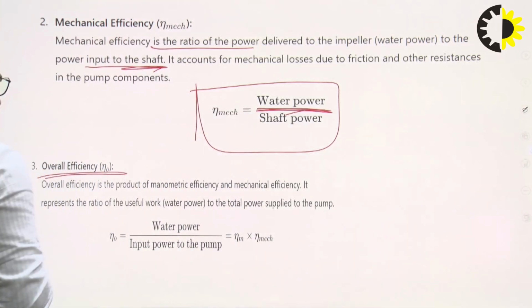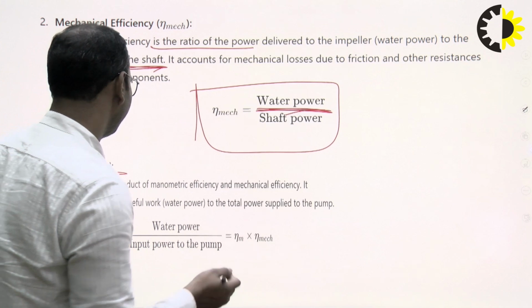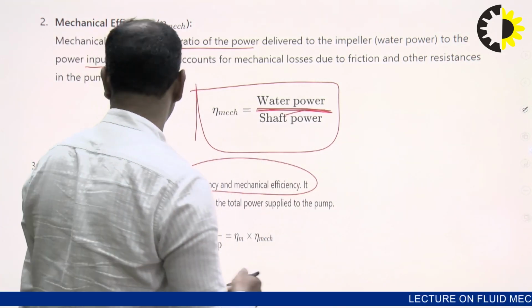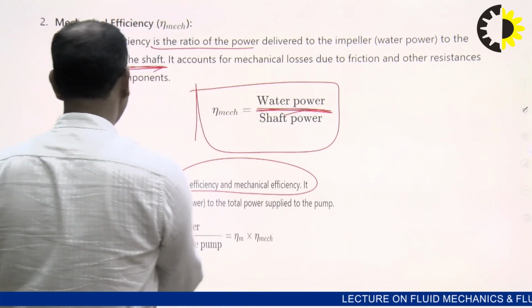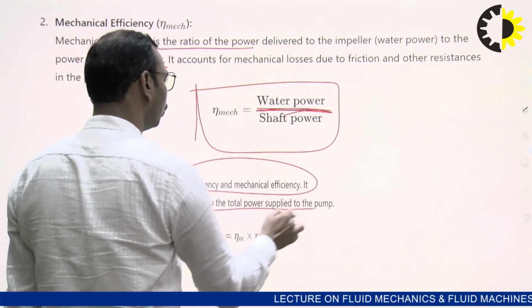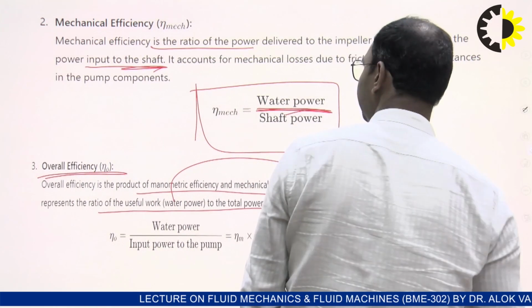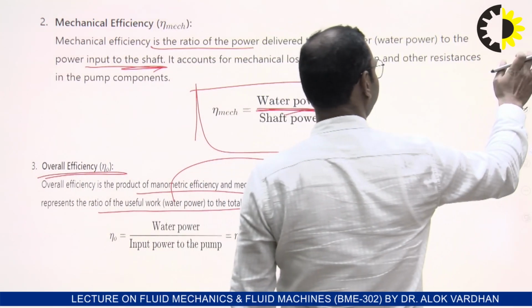Overall efficiency. So basically, overall efficiency is the product of manometric efficiency and mechanical efficiency. So it represents the ratio of useful work to the total power supplied to the pump. So these are the efficiencies regarding the centrifugal pump.